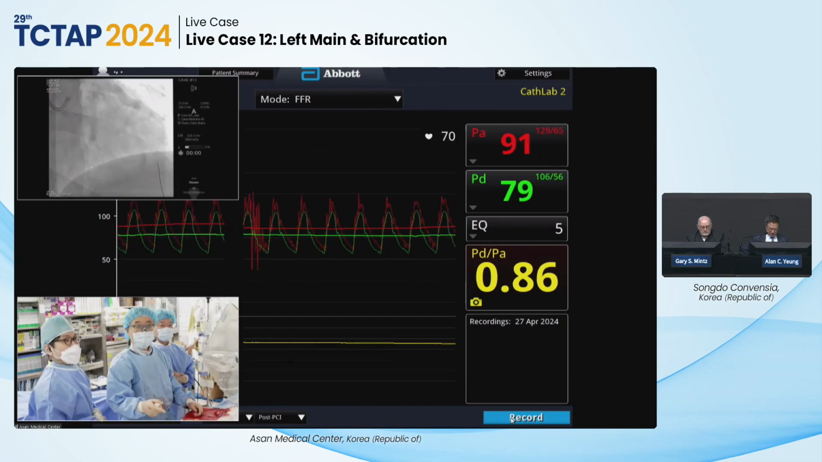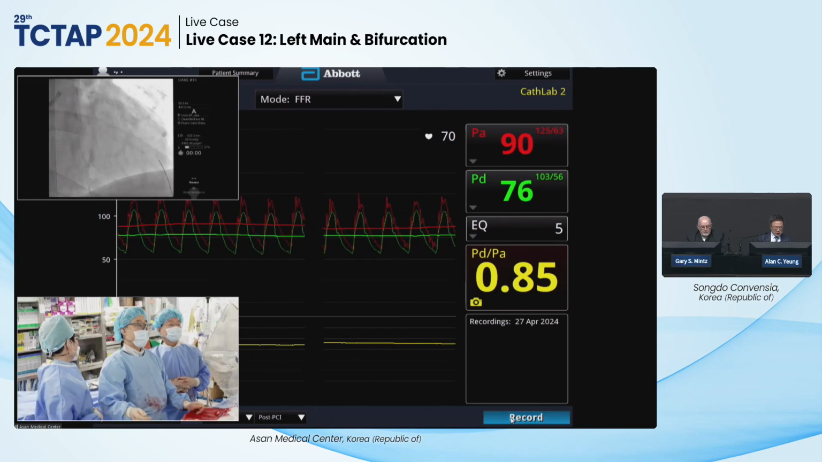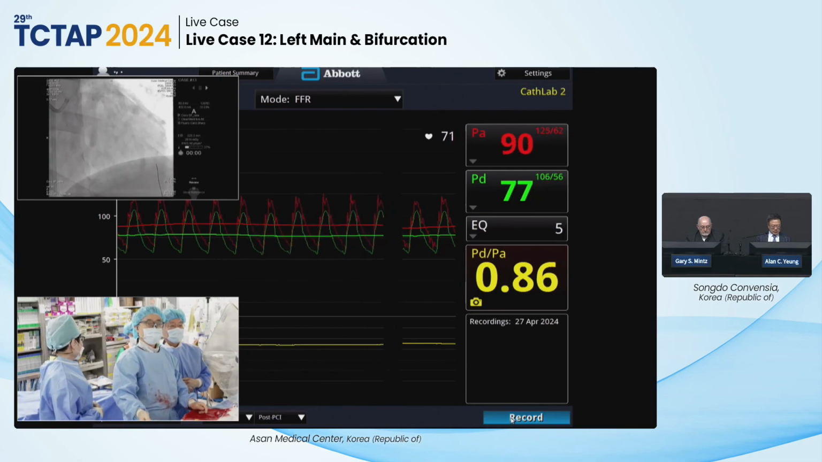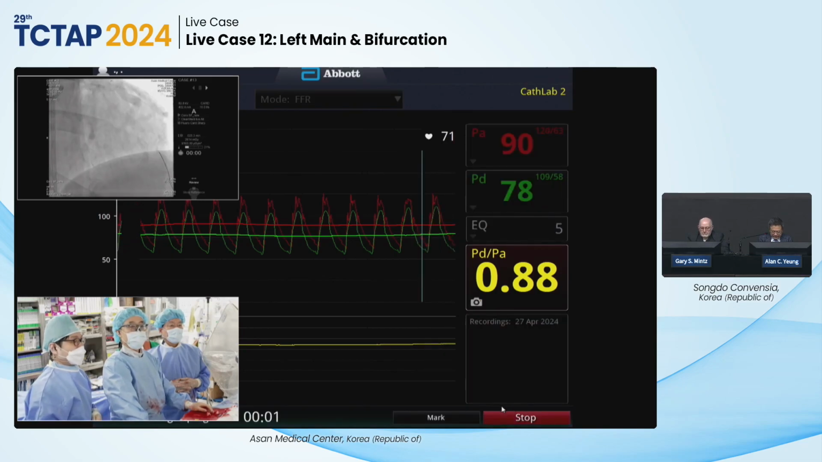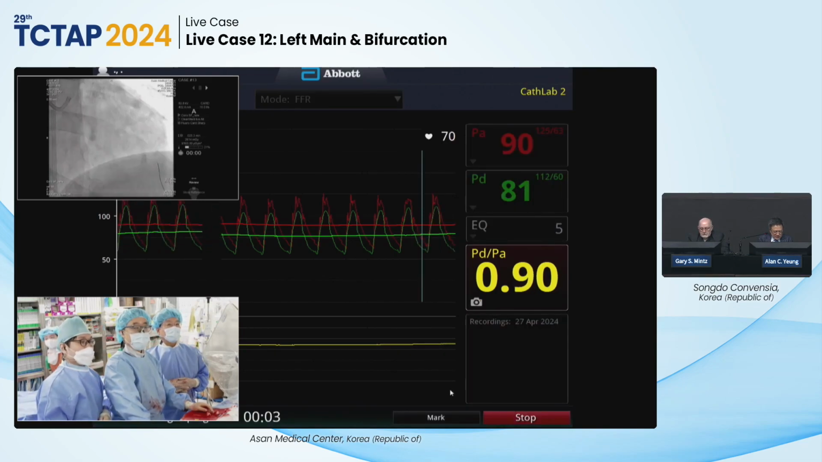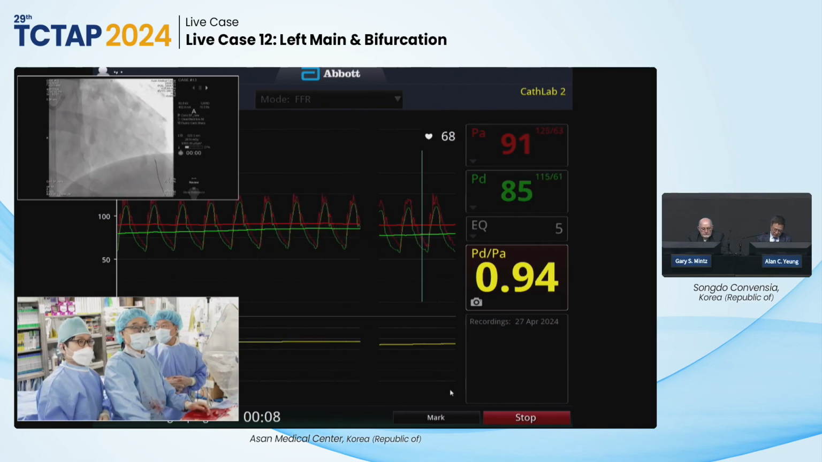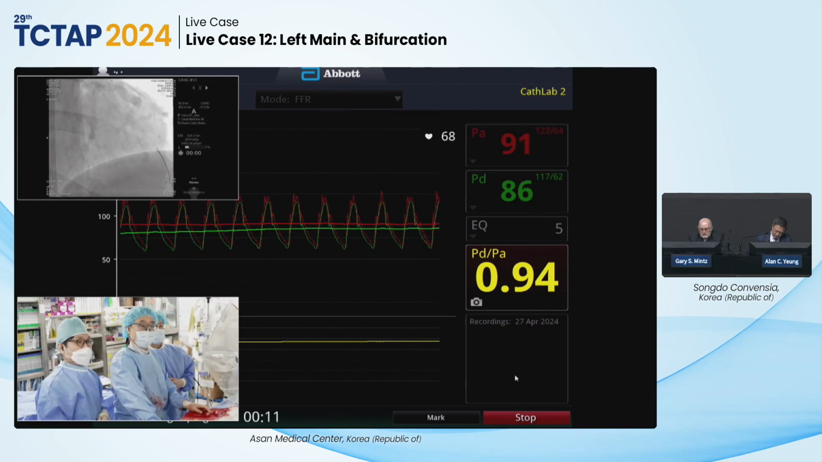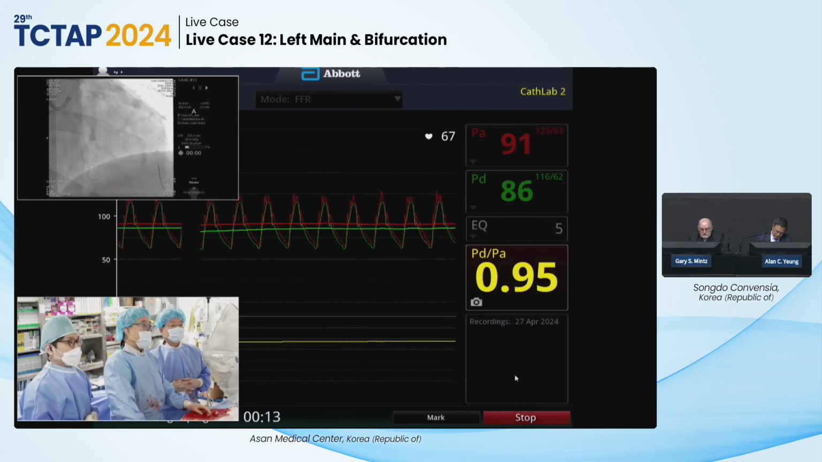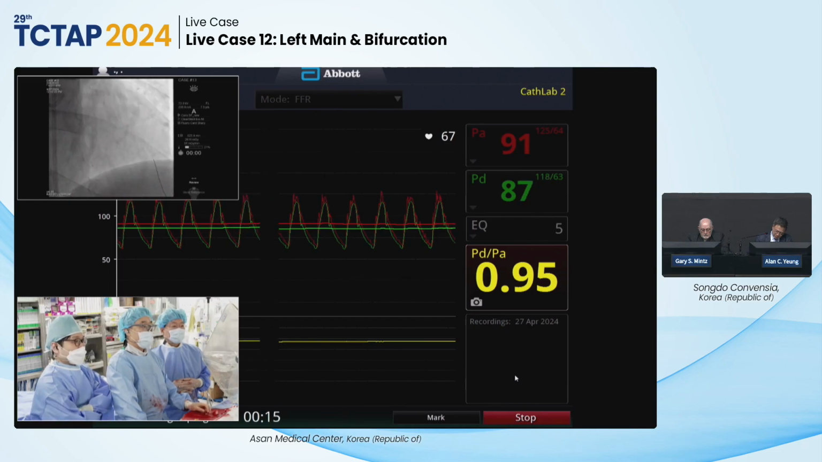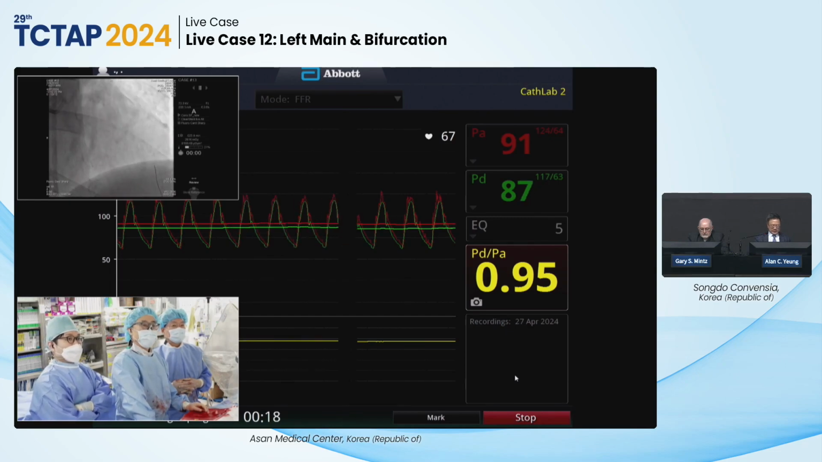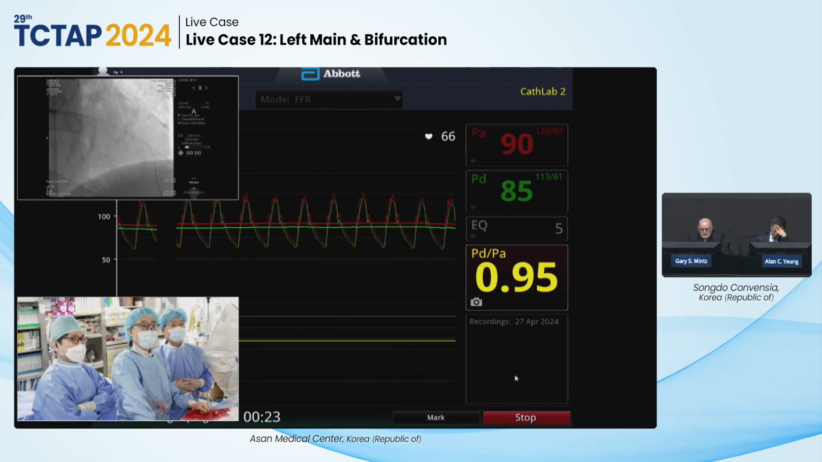Is it hyperemic now? Are you hyperemic? Start. Go. Very good case. This is non-hyperemic. Yeah, so baseline is 0.92, 0.93 baseline. Okay, we're gonna start. Far distal FFR is 0.95. Adenosine infusion. Yeah, adenosine infusion is going in now. There's no change yet.